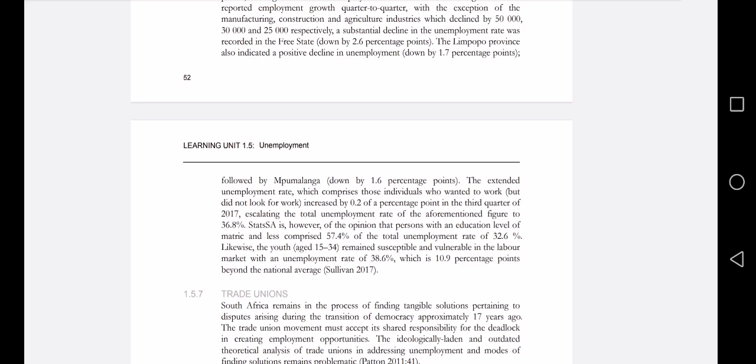The extended unemployment rate, which comprises those individuals who want to work but did not look for work, increased by 0.2 of a percentage point in the third quarter of 2017, escalating the total unemployment rate of the aforementioned figure to 36.8%.